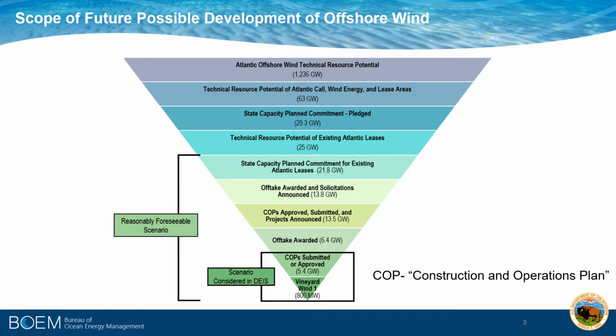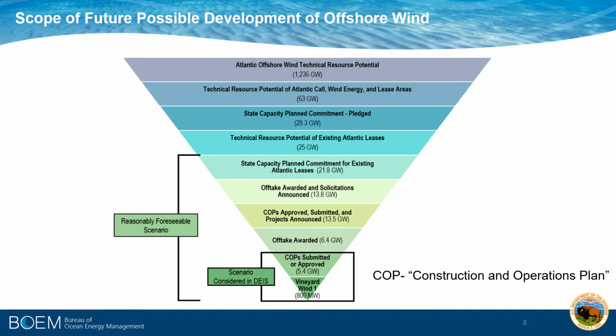The next bar down is the technical resource potential of the Atlantic call, wind energy, and lease areas. Call areas have not been leased and are still being evaluated for whether they are suitable to be offered to lease. There is no guarantee that such areas will make it to the leasing stage. Therefore, evaluating construction on them is premature, and this level of development was not reasonably foreseeable at this time.